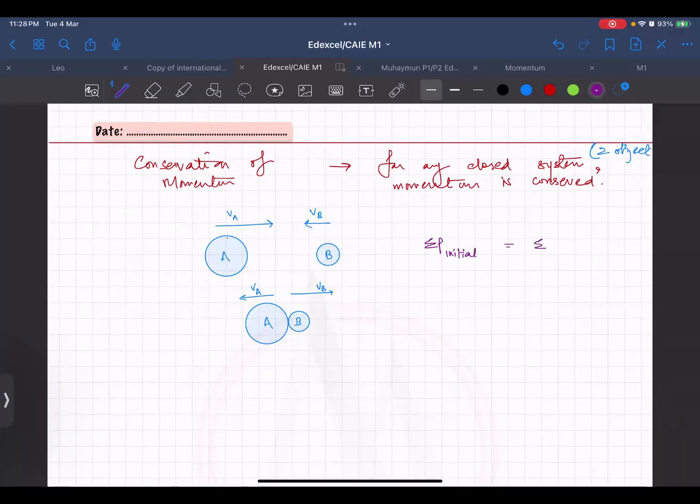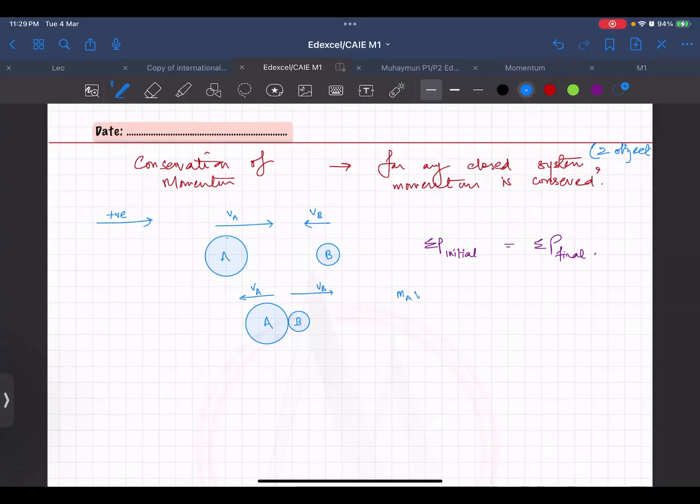It would equal the sum of momentum finally after collision. So before collision, we have to consider the signs as well, the sign of the direction of the velocities. Right now, the positive side is always the right side.